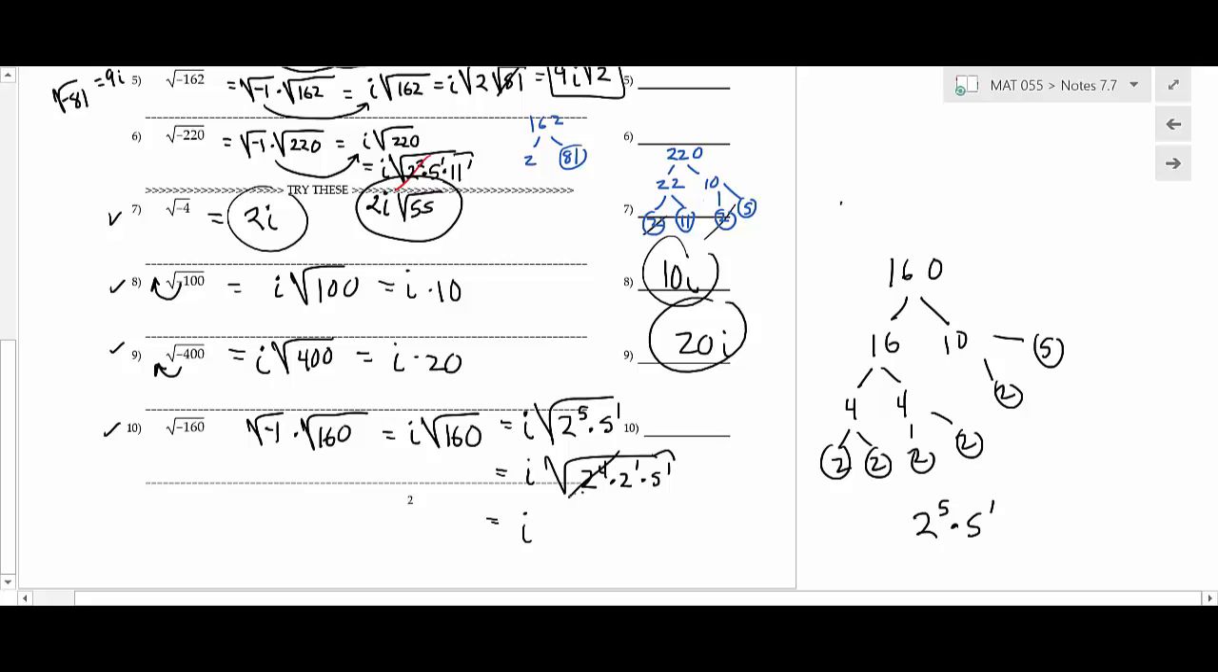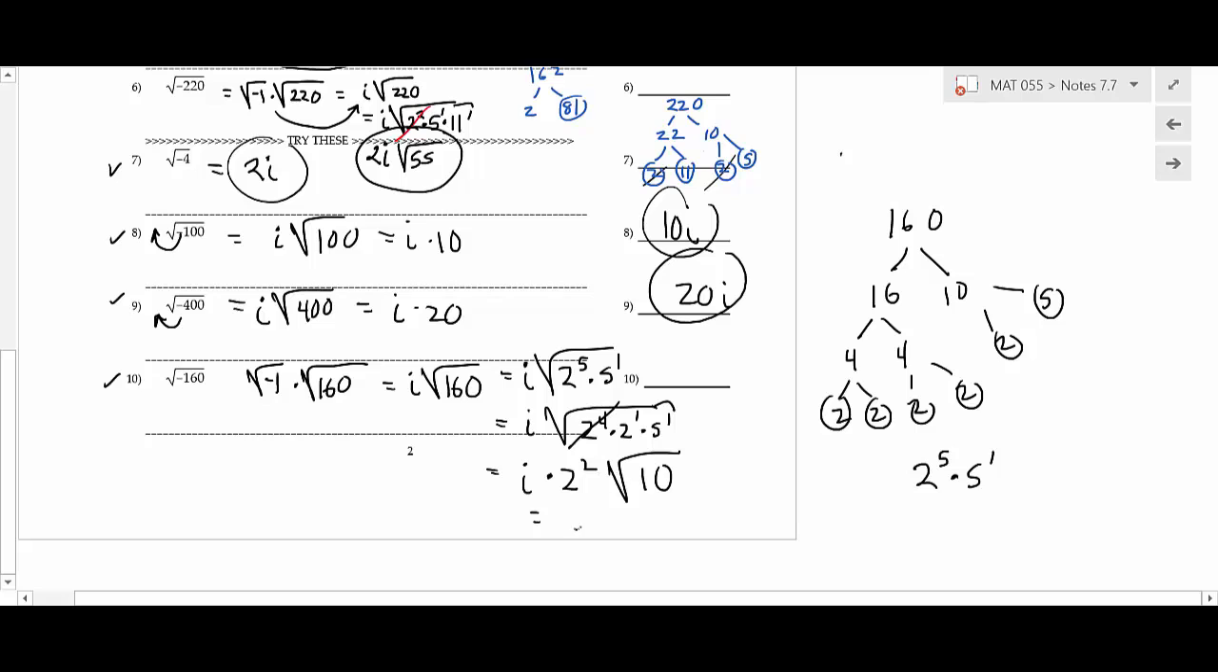Okay, what's the square root of anything to the 4th? Something to the 2nd, right? Okay, so that's going to be 2 to the 2nd. That comes out of the radical. What's left is 2 times 5, or 10. So your answer to the problem, now you can go ahead and do 2 to the 2nd, would be 4i times the square root of 10. That's it. Now, I wouldn't do the problem that way. I show you the factor tree way because that's probably the best way to get students started on learning this.